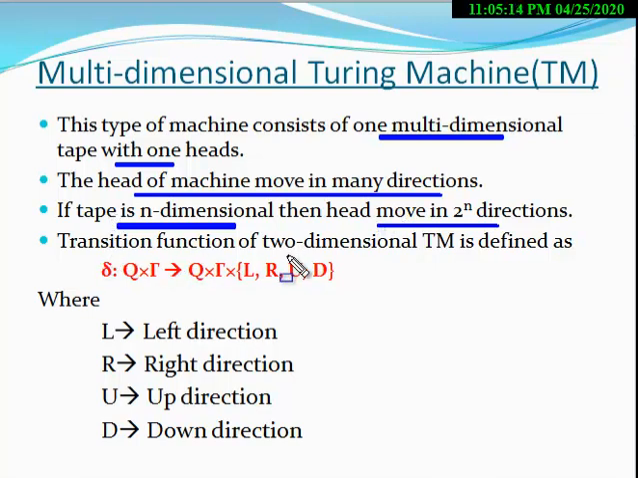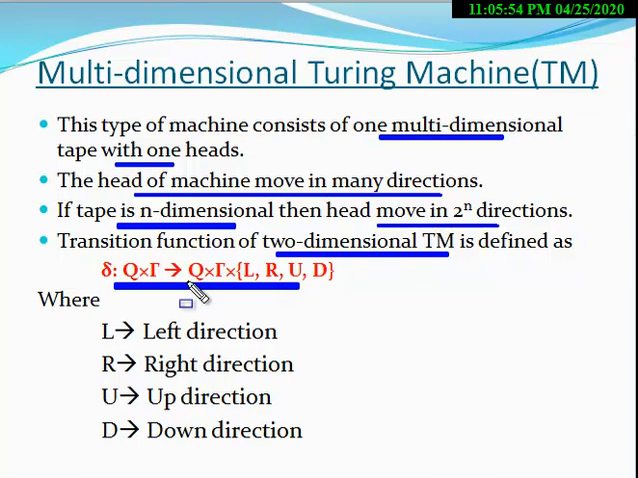Here the transition function of a two-dimensional Turing machine is defined like this. So this is the transition function corresponding to a two-dimensional Turing machine: Q cross tau tends to Q cross tau cross L, R, U, D. That is, this transition function takes 2 input values. First is the state and second is the tape symbol. That is, only 2 inputs will be used here. The output will be 3.